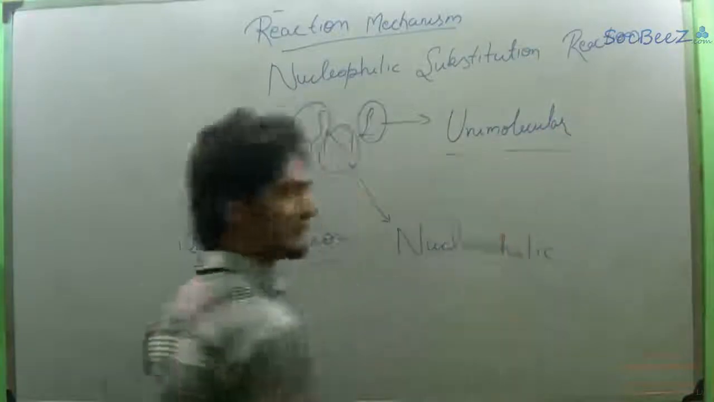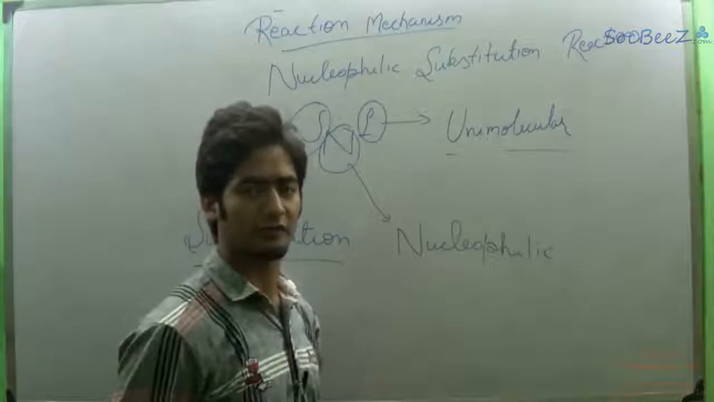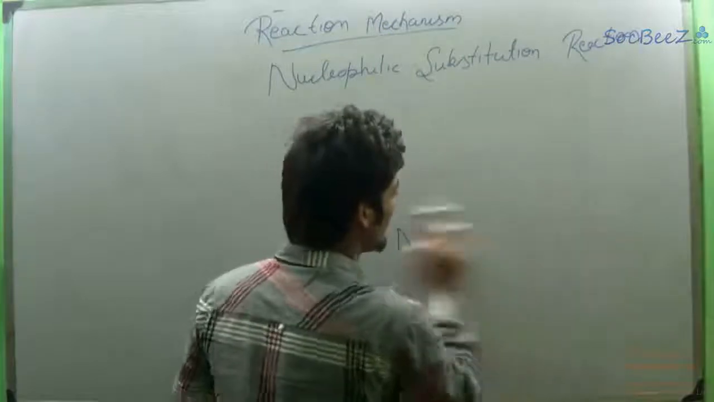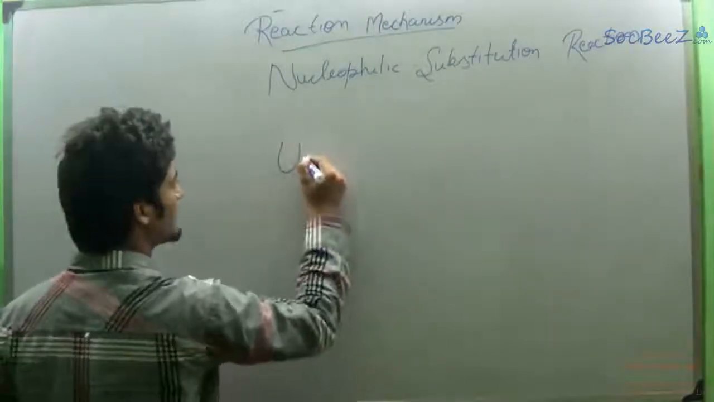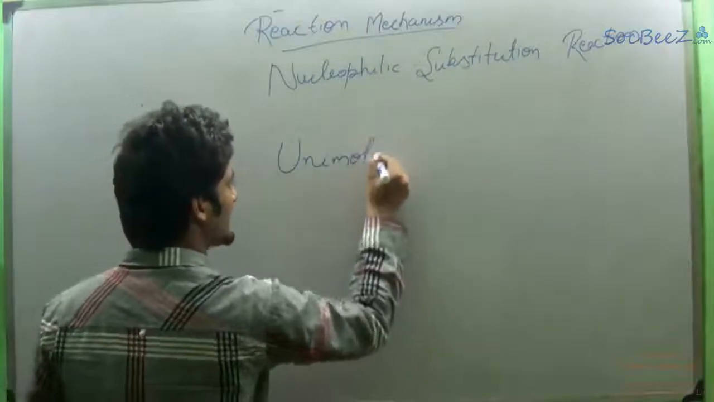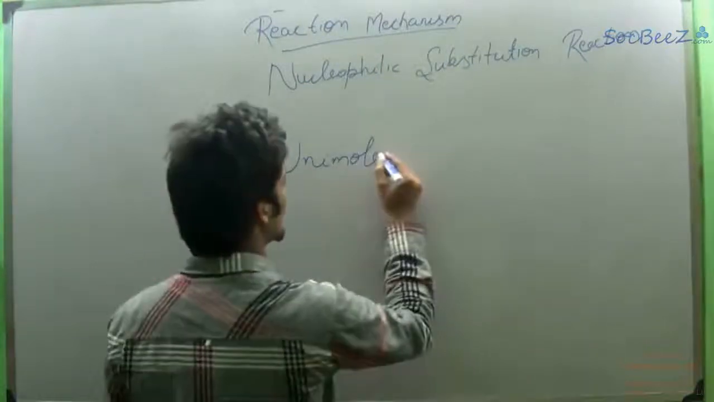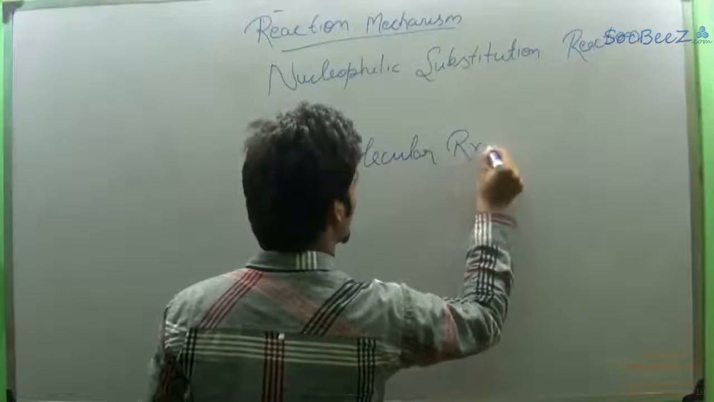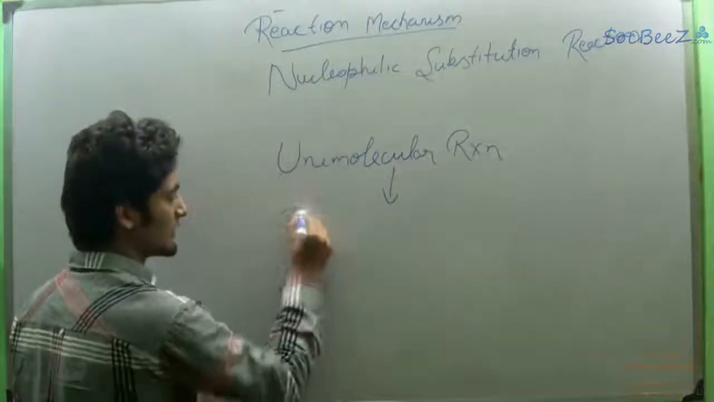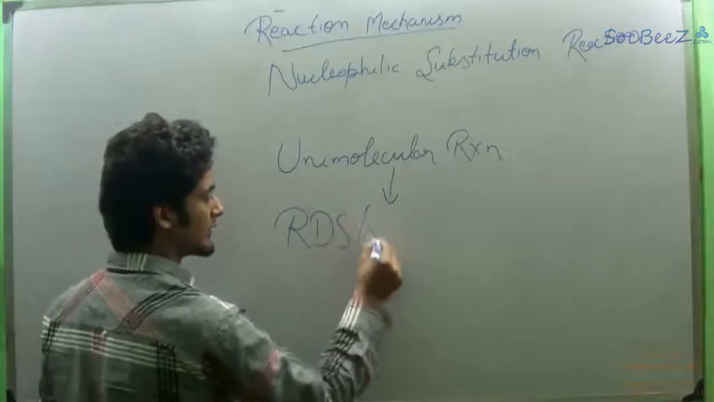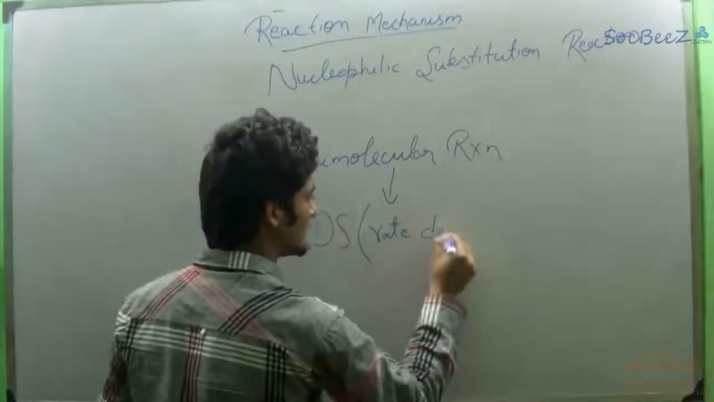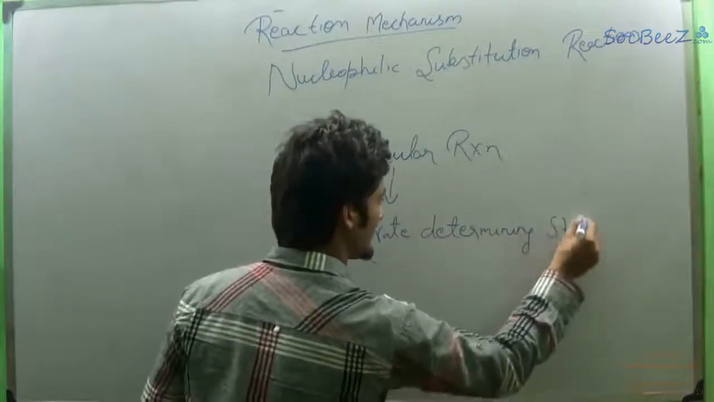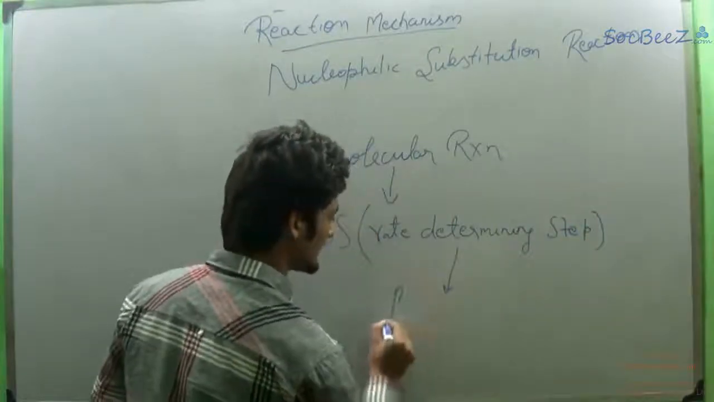So the next question which arises in front of us is, what is a unimolecular reaction? A unimolecular reaction is a reaction in which the RDS step, that is the rate determining step, contains only a single molecule. That is, a unimolecular reaction is a reaction in which the RDS, rate determining step, involves only a single molecule.